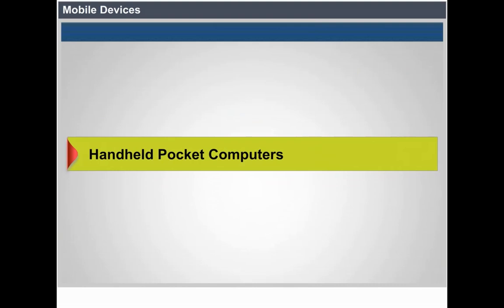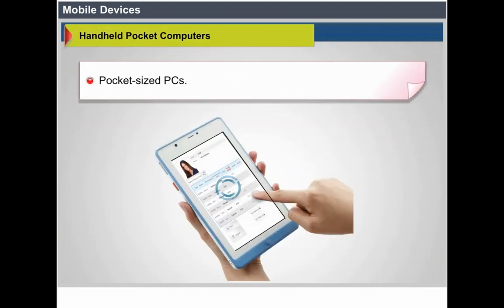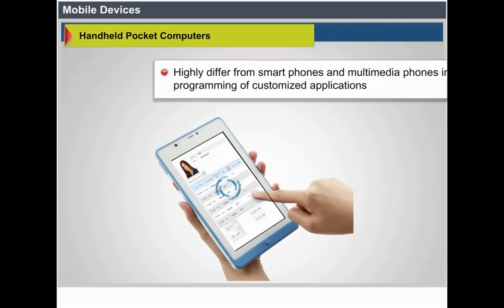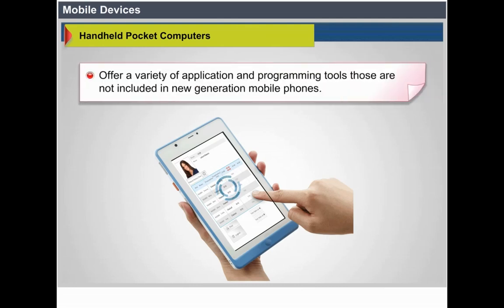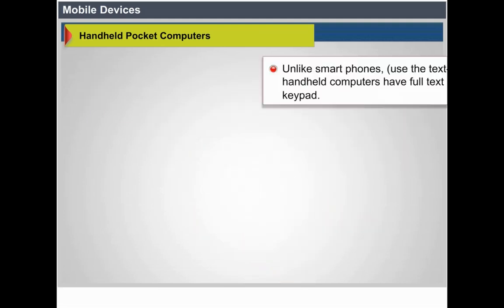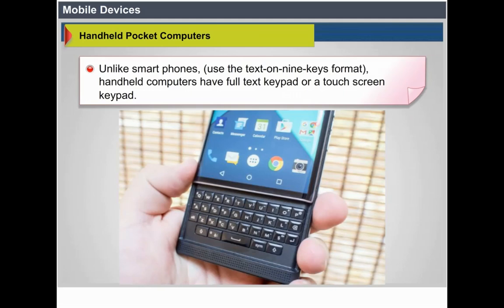Handheld pocket computers. Pocket-sized PCs differ from smartphones and multimedia phones in that they can be programmed for customized applications. They offer a variety of application and programming tools not included in new generation mobile phones. Unlike smartphones, which usually use the text on 9 keys format, handheld computers have a full text keypad or a touchscreen keypad.